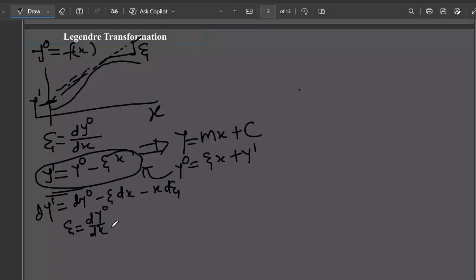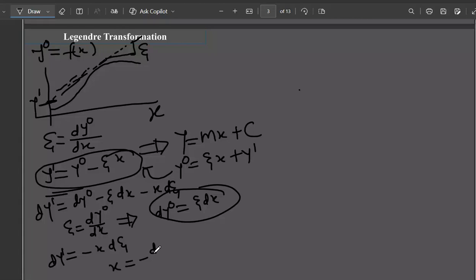And from the above equation, zeta is equal to dy0 upon dx. From here we easily get dy0 equal to zeta dx. Substituting into the above equation, we get dy1 equal to minus x d zeta. So from this equation x is equal to minus dy1 upon d zeta. This is our standard equation, so it is easy to find this.